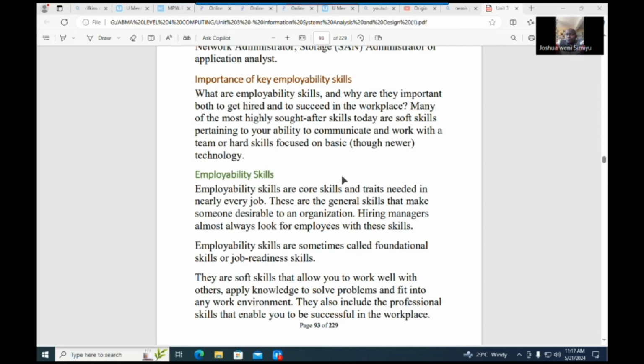Okay, so that's it. Now I want us to move to the importance of some key employability skills. We need to know what employability skills are. We need to know why they are important to actually make you get hired or succeed in your workplace.